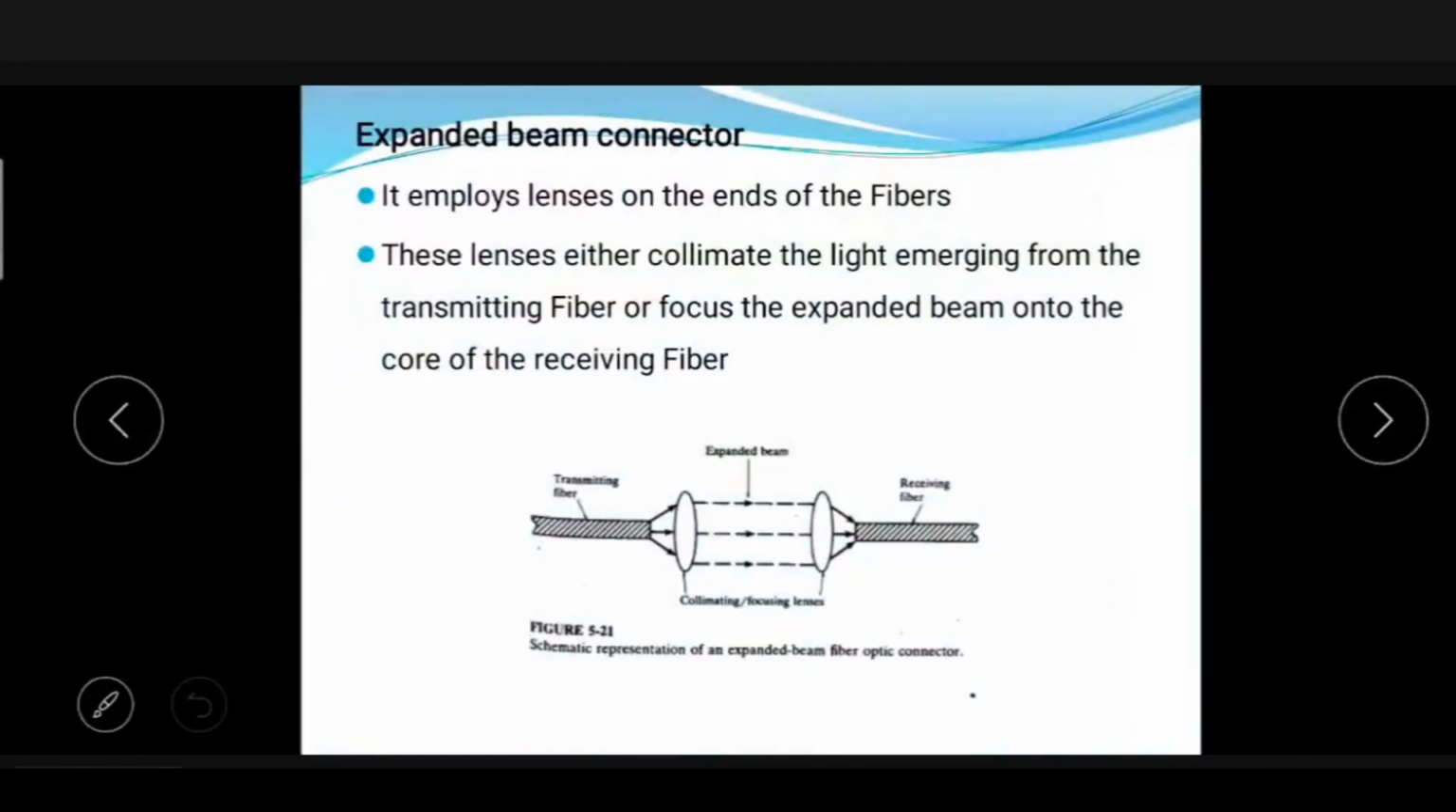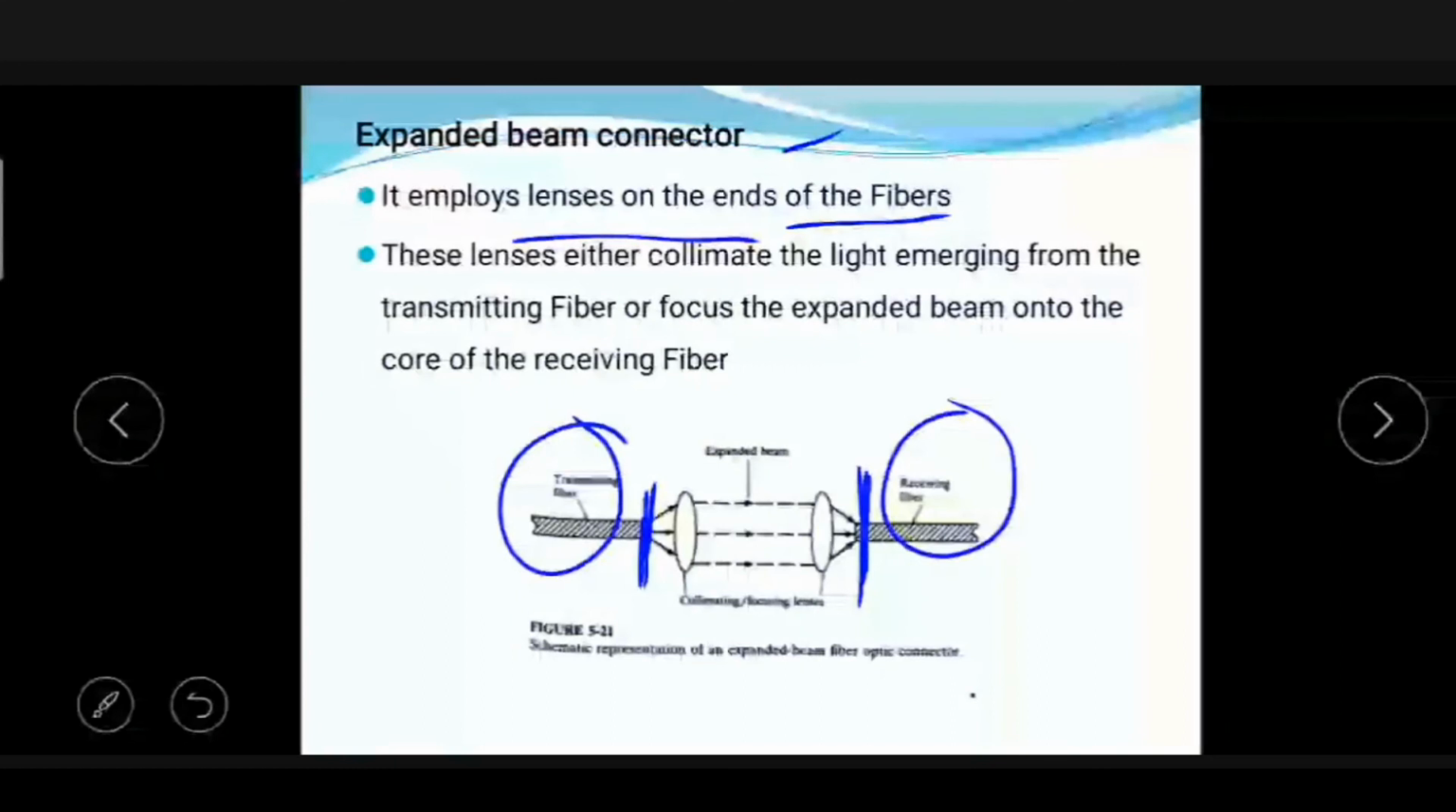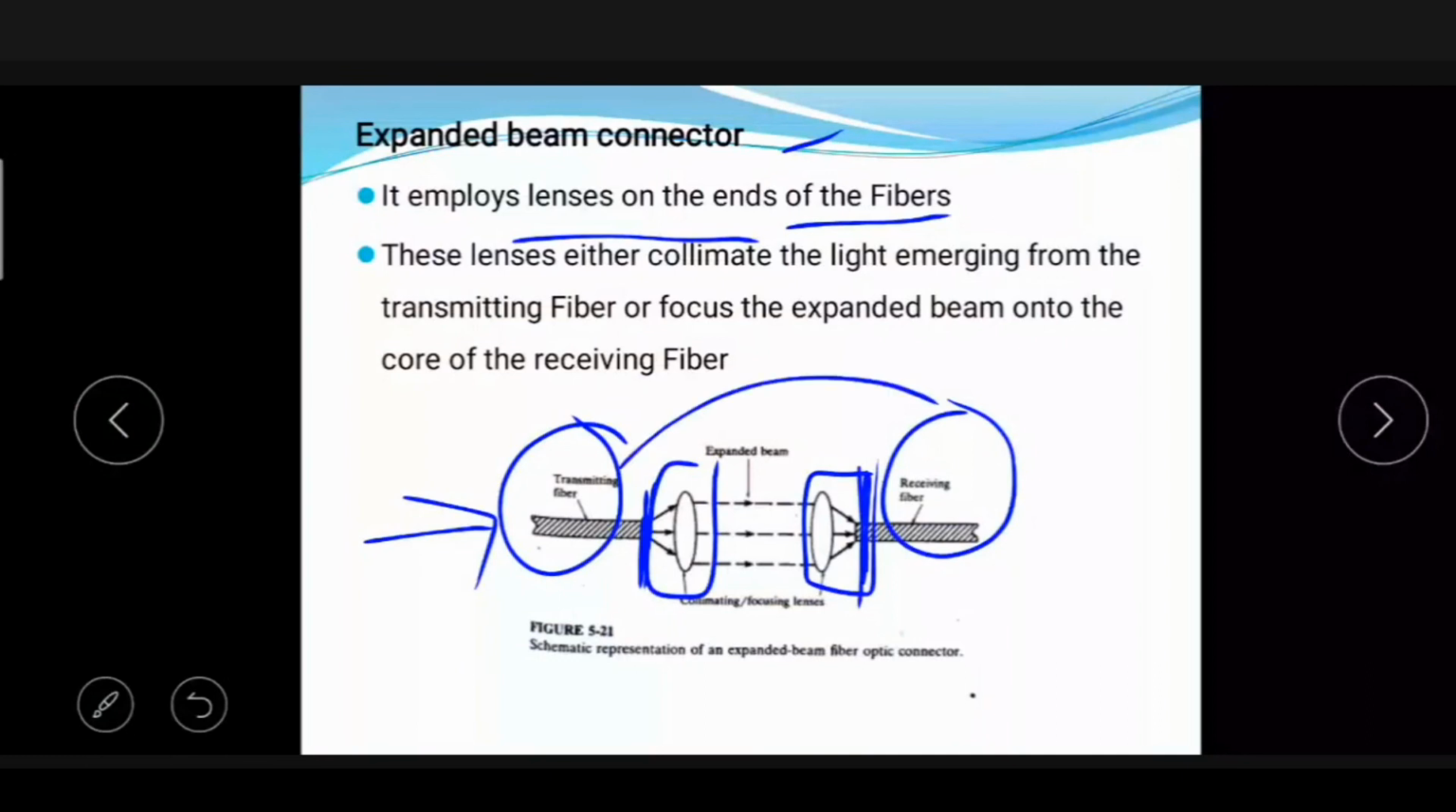Then the expanded beam connector employs lenses on the ends of the fiber end faces. So this is the end face of the fiber. Transmitting fiber, receiving fiber. There is a lens which is connected to the ends of the fiber. So whatever light is focused on this particular transmitting fiber from a source or any other fiber has to be coupled to the receiving fiber.